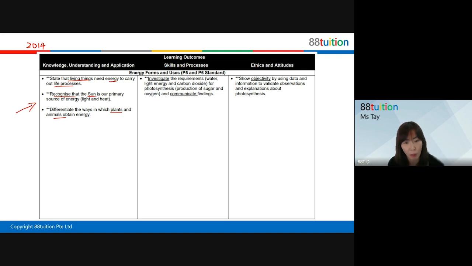And what do you eat for lunch? What are you eating now? What are you going to eat later? All these give you the energy, right? But do you think plants can eat food also? Do you think plants go and buy chicken rice and start eating to get energy? How will the plant get the energy?